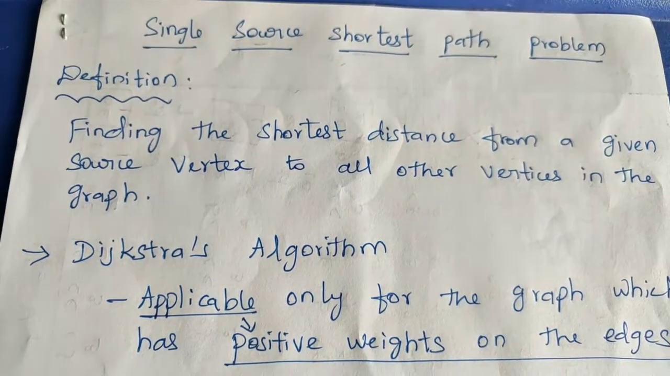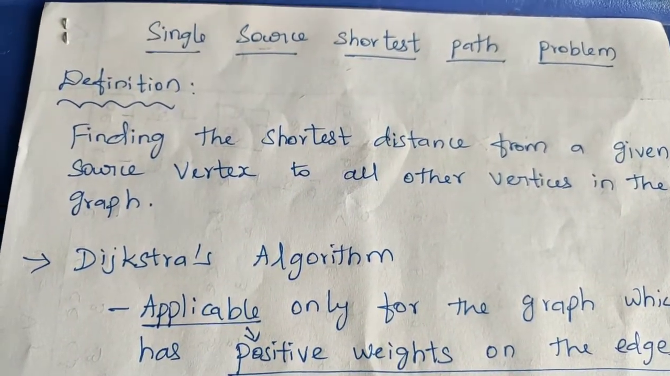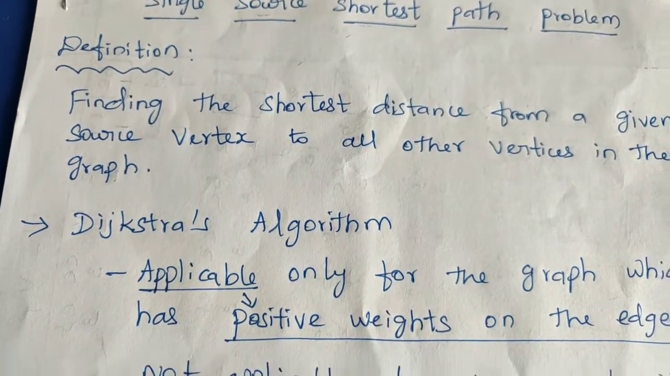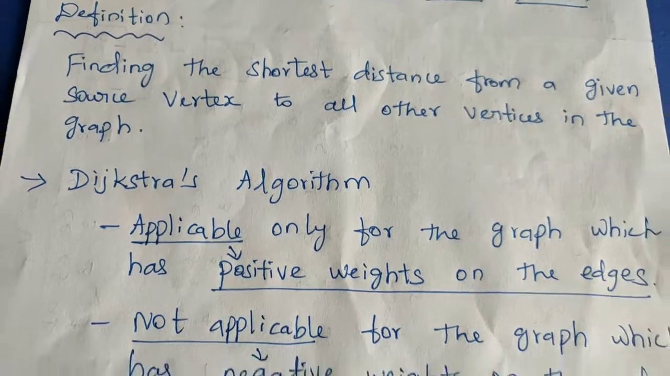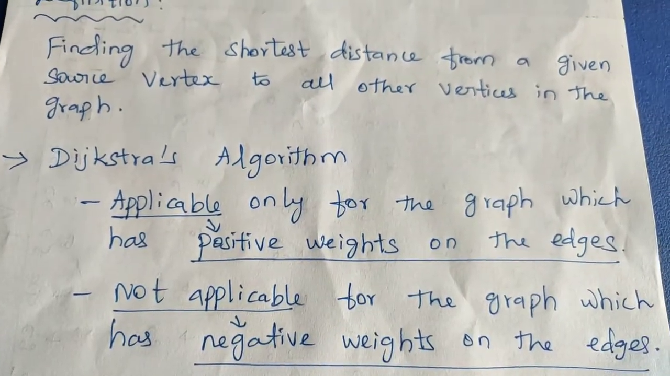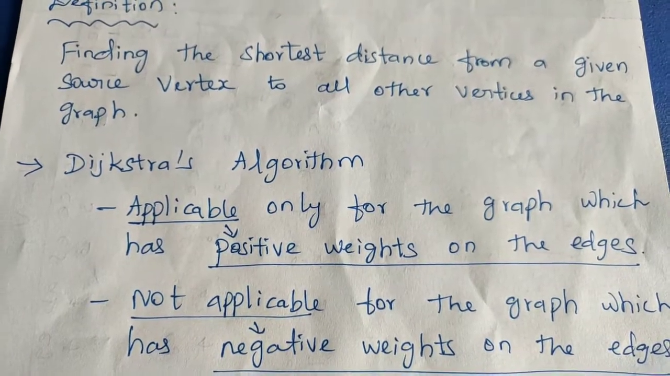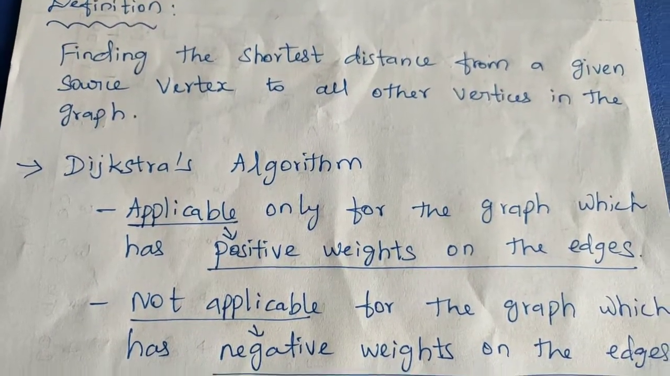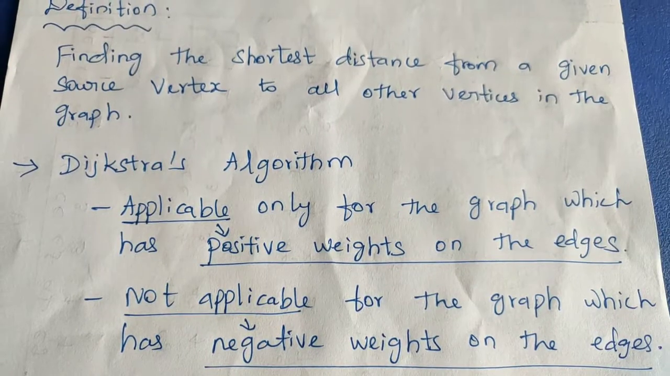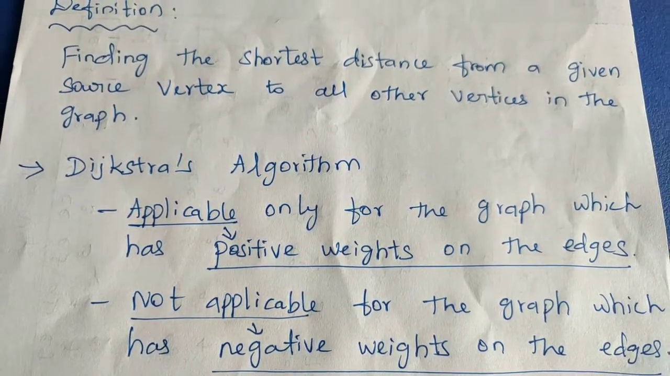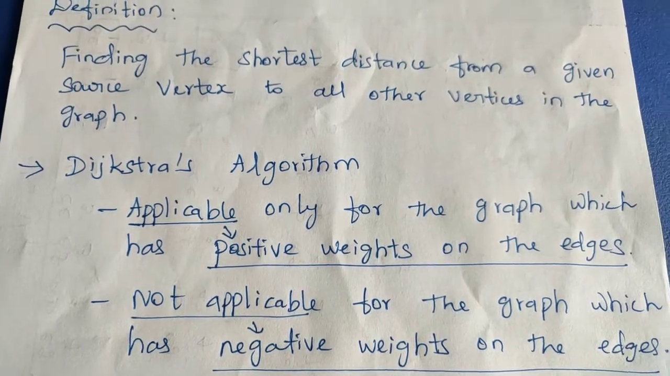The algorithm we use to find a single source shortest path is Dijkstra's algorithm. This algorithm is applicable only for graphs which have positive weights on the edges. If it has negative weights on the edges, this algorithm cannot be applied.